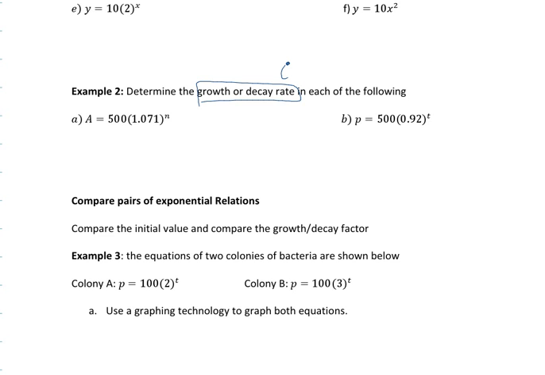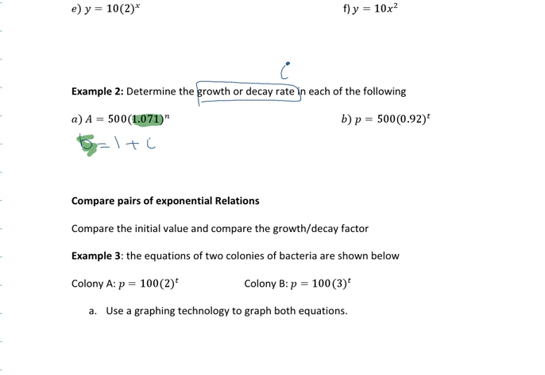1 plus. So what's the formula? B equals 1 plus I, right? I am looking for I. Do I know what B is? Yes. What's B? No. What's my base? The base is 1.071, right? So this represents my base. Does that make sense? Now, I'm looking for I.